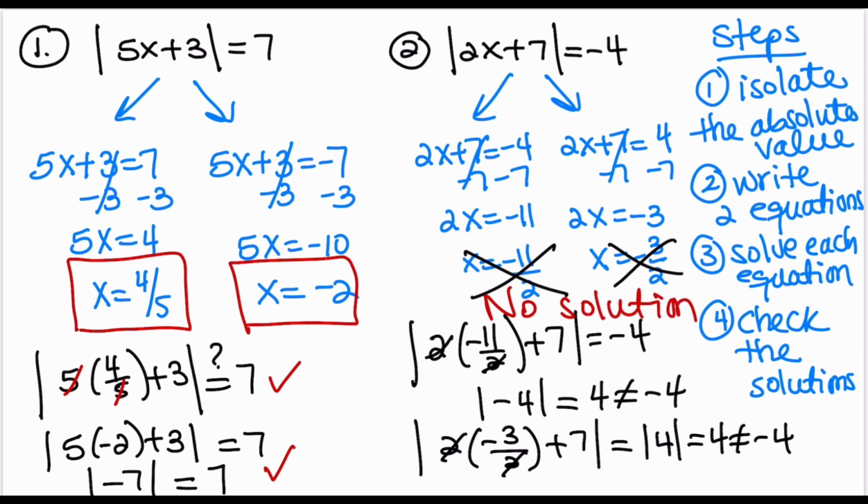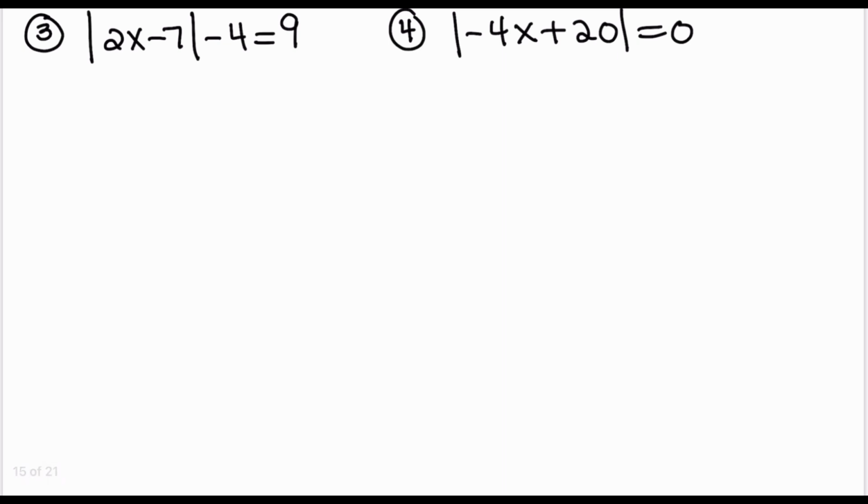But like I told you in the very beginning, I could tell right away that there was no way that I'm going to take the absolute value of any number and it's going to give me a negative answer. So from the very beginning, I can tell there was no solution. Okay, let's go ahead and try 2 more problems.